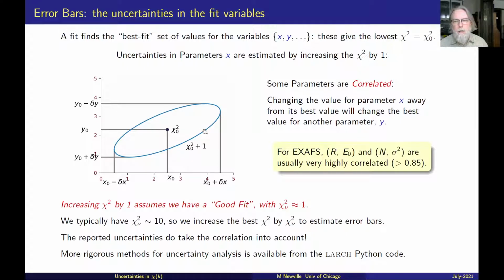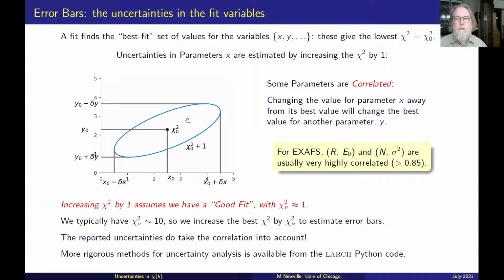If x increases, then y will increase in response. If x decreases, y will decrease in response. Some will have a correlation that's negative, and some will have a correlation that's positive. And this is important to consider, because for XAFS, R and E0, both affecting the phase, R being the period, and E0 being where k equals 0, both affect the phase, and so those are highly correlated. And N and sigma squared, both affecting the amplitude, are also highly correlated, generally at the 85% level or so.